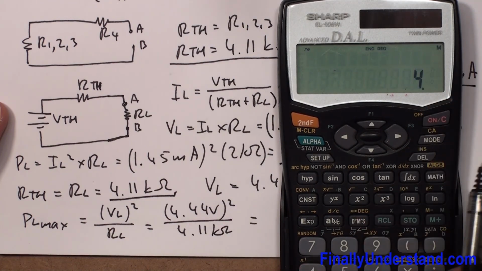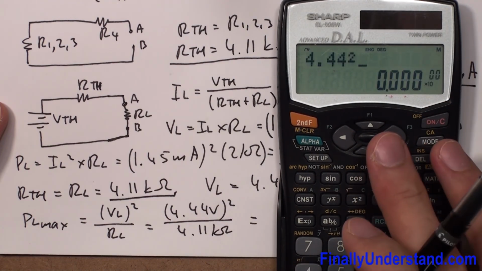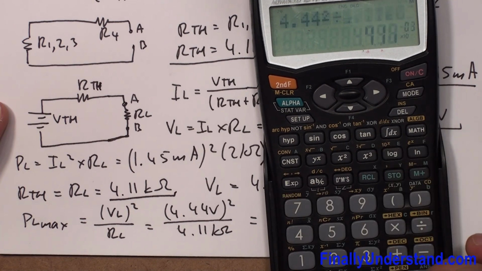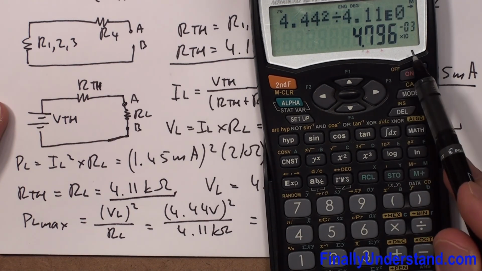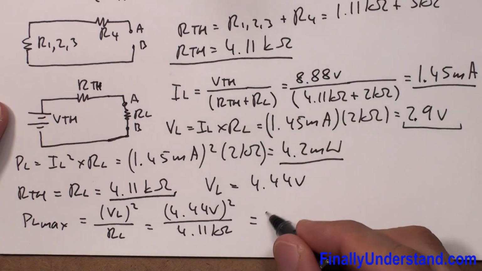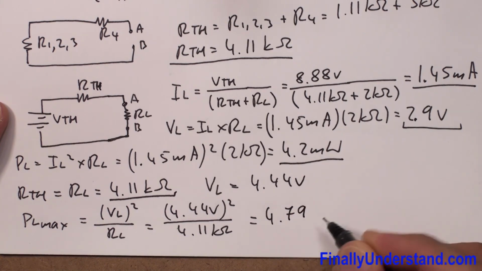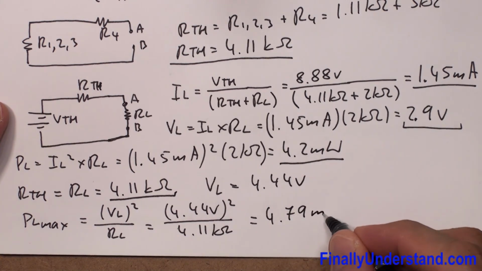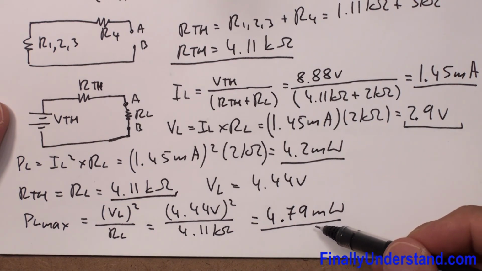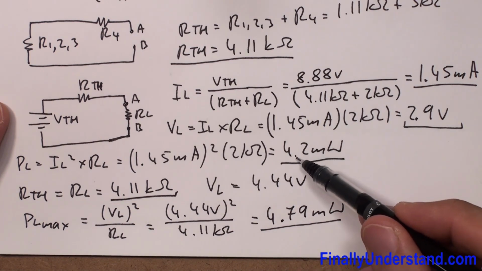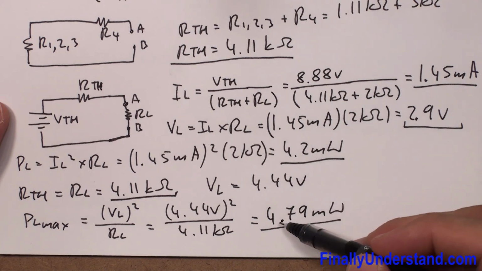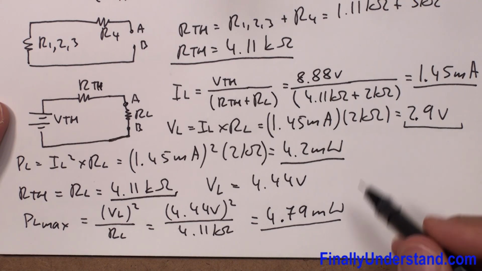So I have 4.44 to the second power divided by 4.11 exponent 3. This is equal to 4.79 milliwatts. As you can see, the power is greater than the one which we obtained earlier. Before we got 4.2 milliwatts, now we got 4.79 milliwatts.